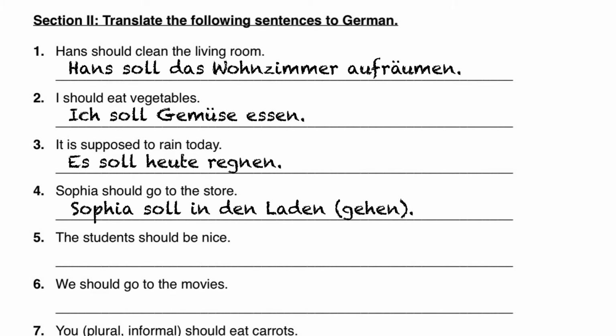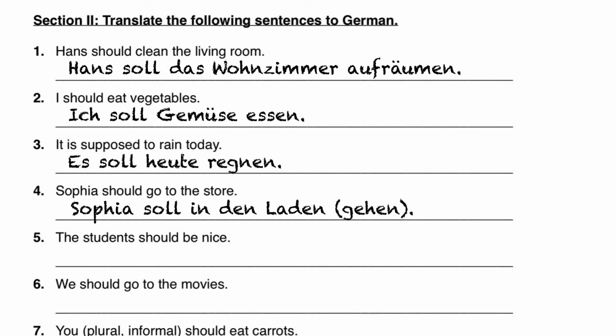The students should be nice. First of all, we have to identify which type of students we're talking about. If we're talking about high school age or lower, we're going to need the word die Schüler for the students. If we're talking about college-age students, we're going to be using the word Studenten. At any rate, it's still going to be plural, so the conjugation of sollen is always the same. It's still just sollen for the sie form.